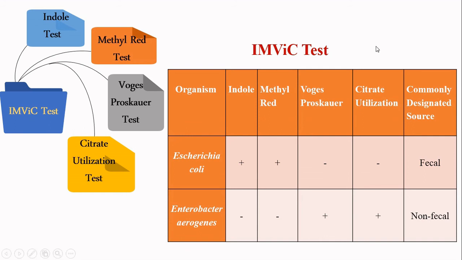The IMViC test that is used for the differentiation of fecal and non-fecal coliforms has two drawbacks. The first one is it has many controversial procedures, and the second one is that the test results do not give satisfactory differentiation between fecal and non-fecal coliforms.